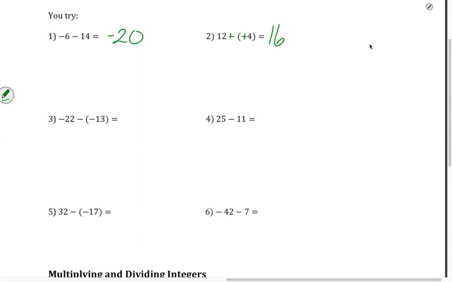Matt, what do you think you got for number 3? -9. -9. Very good. So -12 plus 13 is -9. Let's go with Eve. For number 4, I got 14. So did I.